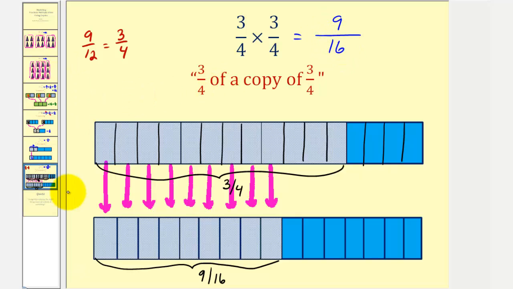But hopefully after watching these examples, I hope you have a better understanding of what's happening when we have a product involving fractions. Thank you for watching.